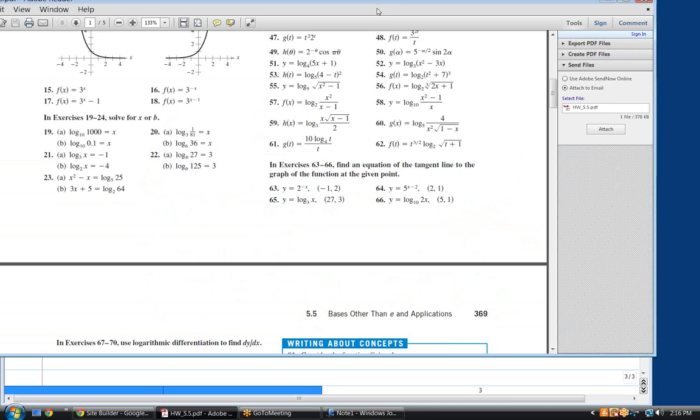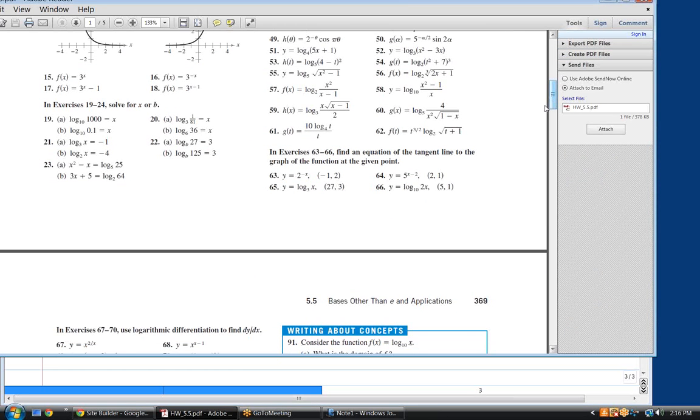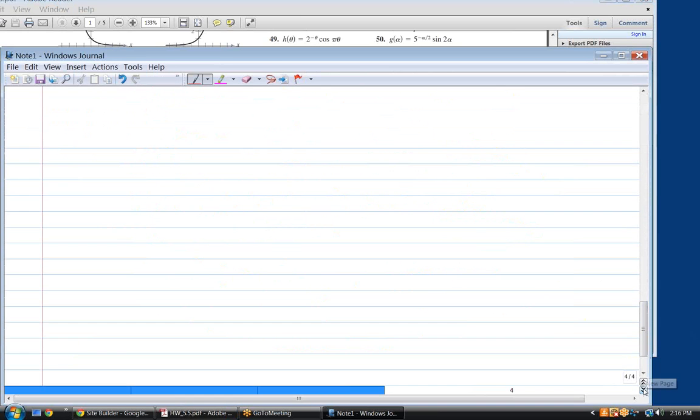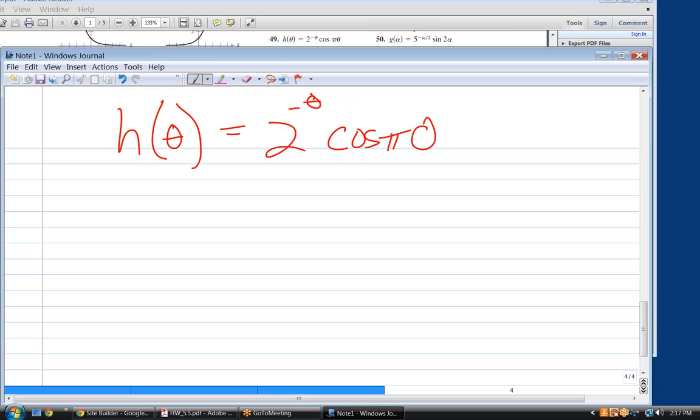And 49. H as a function of theta equals 2 to the minus theta cosine of pi theta. So H prime of theta is what? Again, we have to do a product rule here, correct? Product rule with one of the pieces of the product being an exponential function.